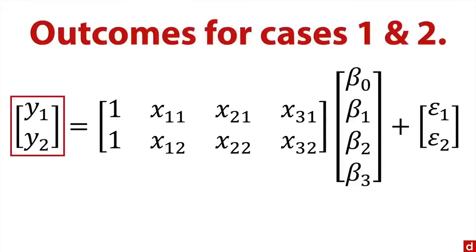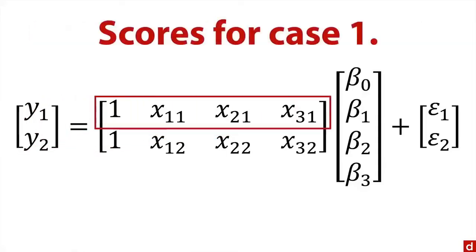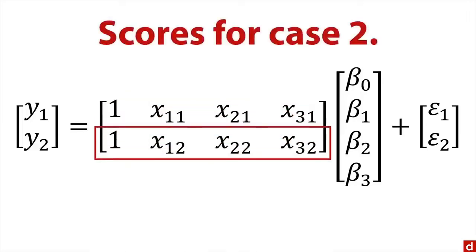So over here on the left, we have the outcomes for cases 1 and 2, our people 1 and 2. And you put them in square brackets to indicate that it's a vector or a matrix. Here on the far left, it's a vector because it's a single column of values. Next to that is a matrix that has here on the top the scores for case 1, which I've written as X's. X1 is for variable 1, X2 is for variable 2. And the second subscript is to indicate that it's for person 1. Below that are the scores for case 2, the second person.